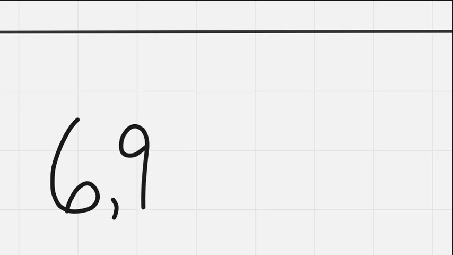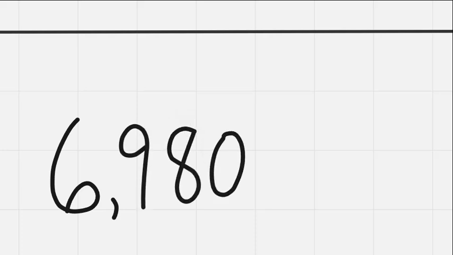The first number we're going to round to the nearest hundreds is 6,980. Please copy this down. We're going to round this to the nearest hundreds. Follow along with me. What number is in the hundreds place value? Let's underline it. The 9 is in the hundreds place value.